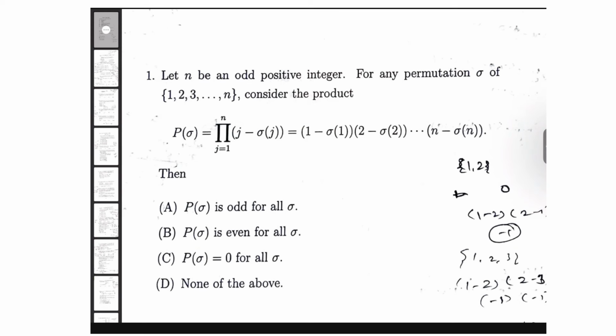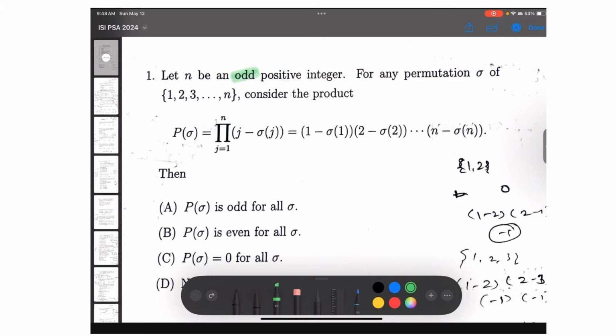So this is problem number one of ISI MStat 2024. N is an odd integer. This is very important. N is information here. So let's see what information is out here. It's an odd positive integer. It's a permutation. For any permutation sigma of this set, this is the given information, they're considering this product, which is nothing but this.